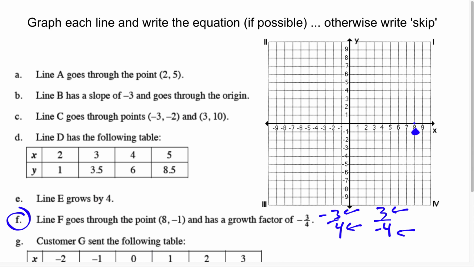So up 3, 1, 2, 3, left 1, 2, 3, 4. Okay, and now I have this nice line I can put on here. And it can give me an equation, so I know the slope is -3/4 x, and then this is my y-intercept.